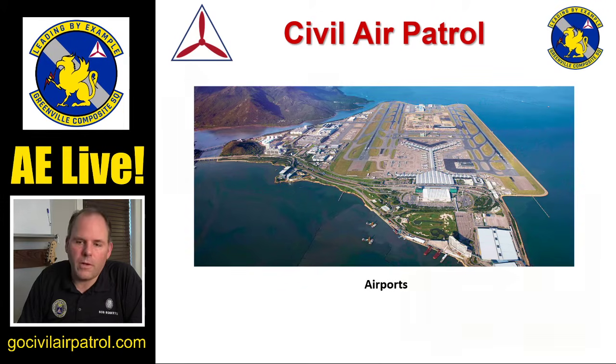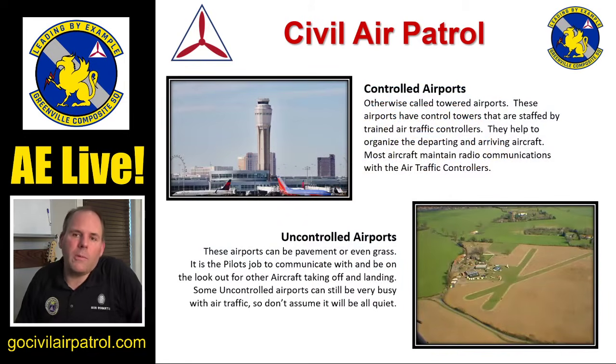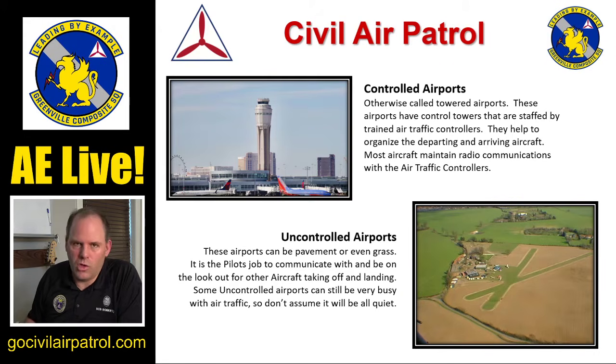Okay, airports. So airports really come in two flavors. We have controlled airports and we have uncontrolled airports. So really the difference between a controlled airport and an uncontrolled airport is that a controlled airport has FAA controllers at it, right? So the FAA controllers are actually helping you to separate the aircraft, right?